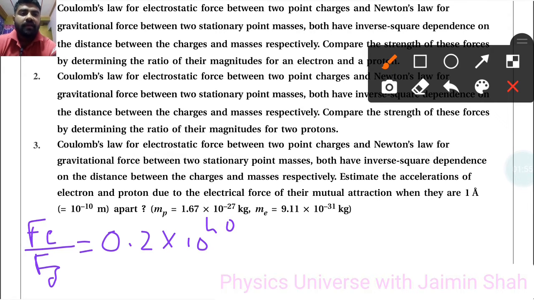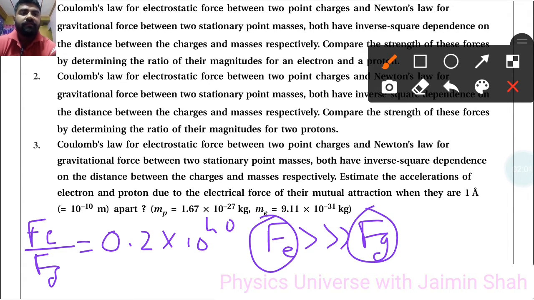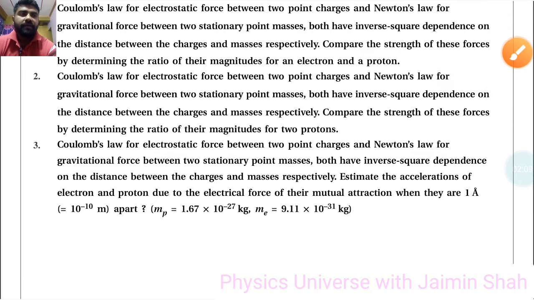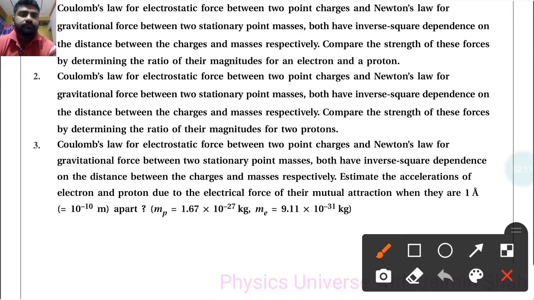That means Fe is very much greater than Fg. So this is the comparison between the electric force between one proton and one electron, and the gravitational force between one proton and one electron, right? Now the second question: compare the strength of these forces by determining the ratio of their magnitudes for two protons.